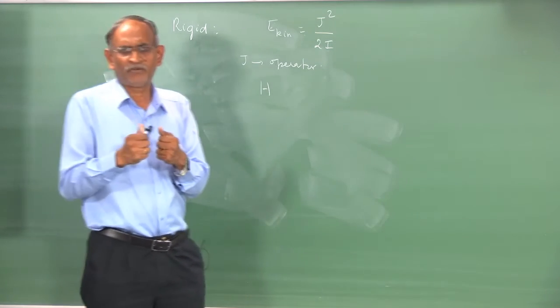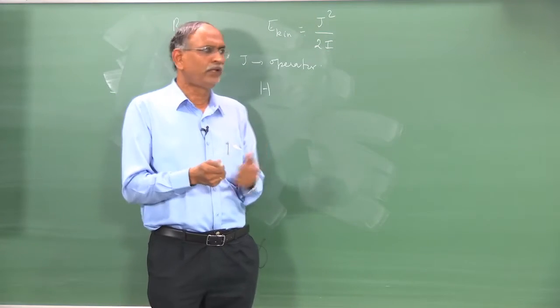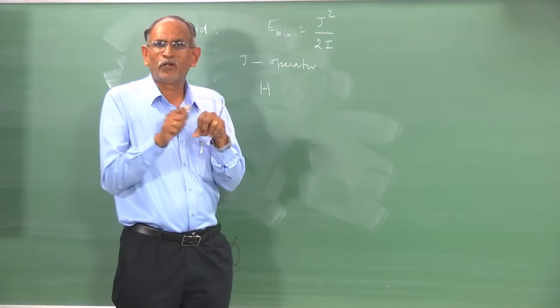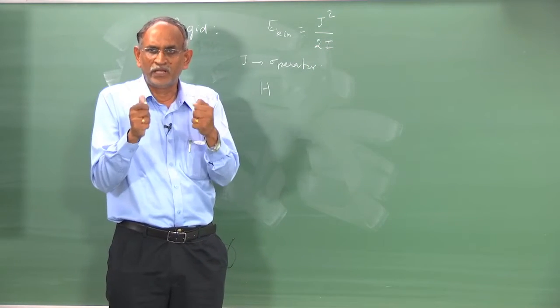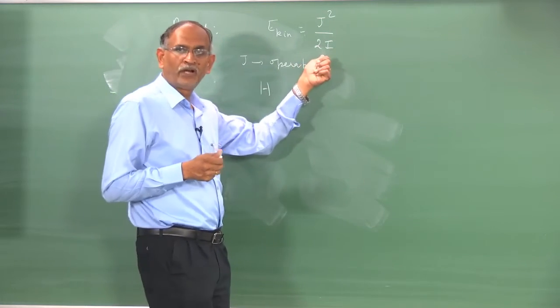It is an approximation, because molecules do vibrate even at 0 Kelvin, but a rigid molecular approximation means that the atoms do not move around their equilibrium, they stay rigid, and therefore the moment of inertia does not change.